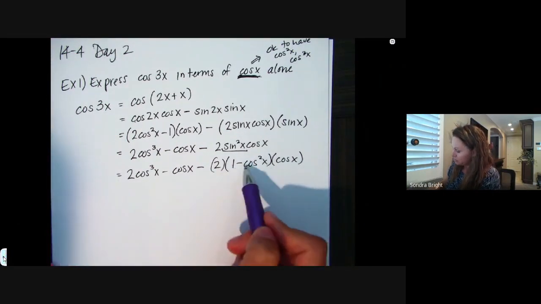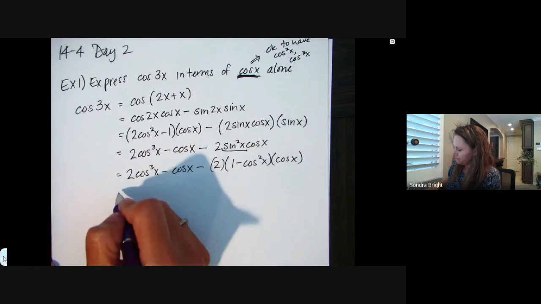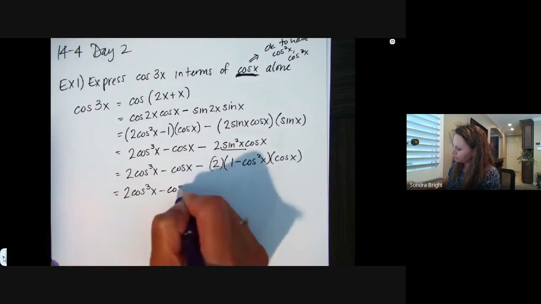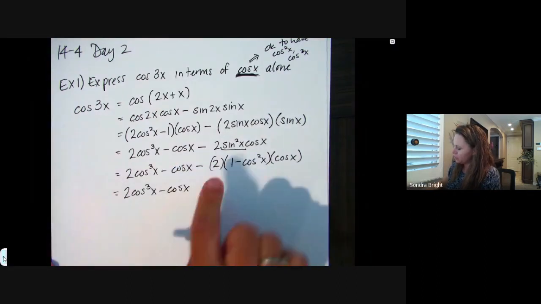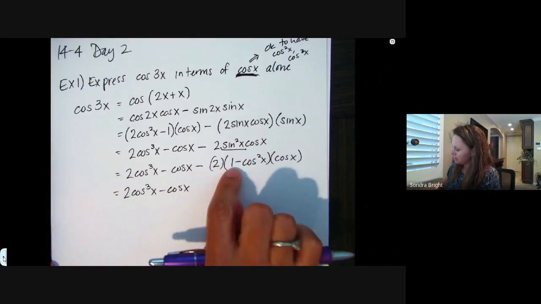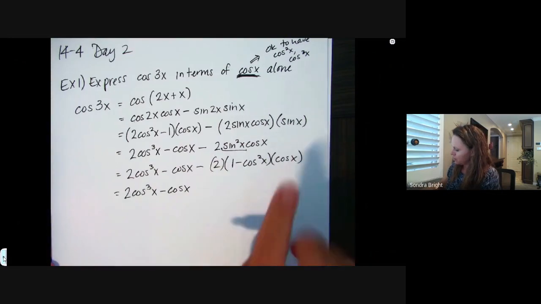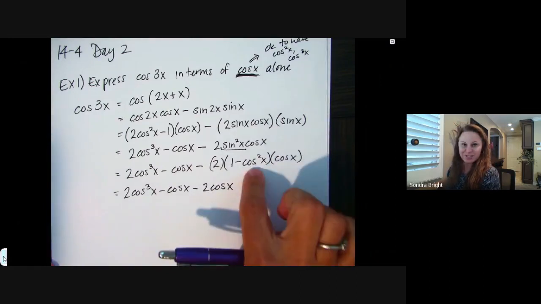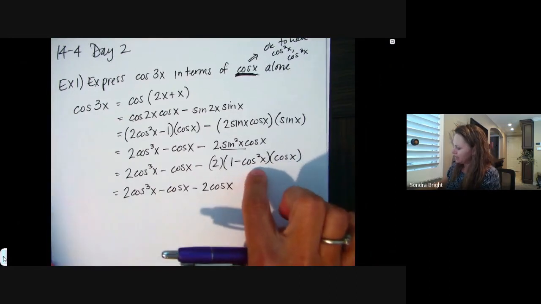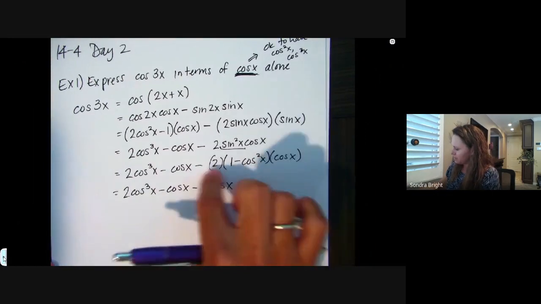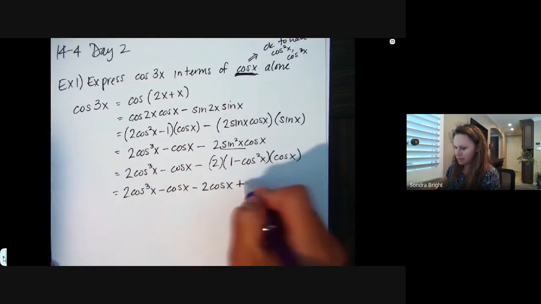So I've got 2 cosine cubed minus cosine still. And then I've got a minus 2 times 1 times cosine, so that becomes a minus 2 cosine of x. And then distributing times the cosine squared, it's a cosine times a negative cosine squared times a negative 2. So it ends up being a positive 2 cosine cubed.